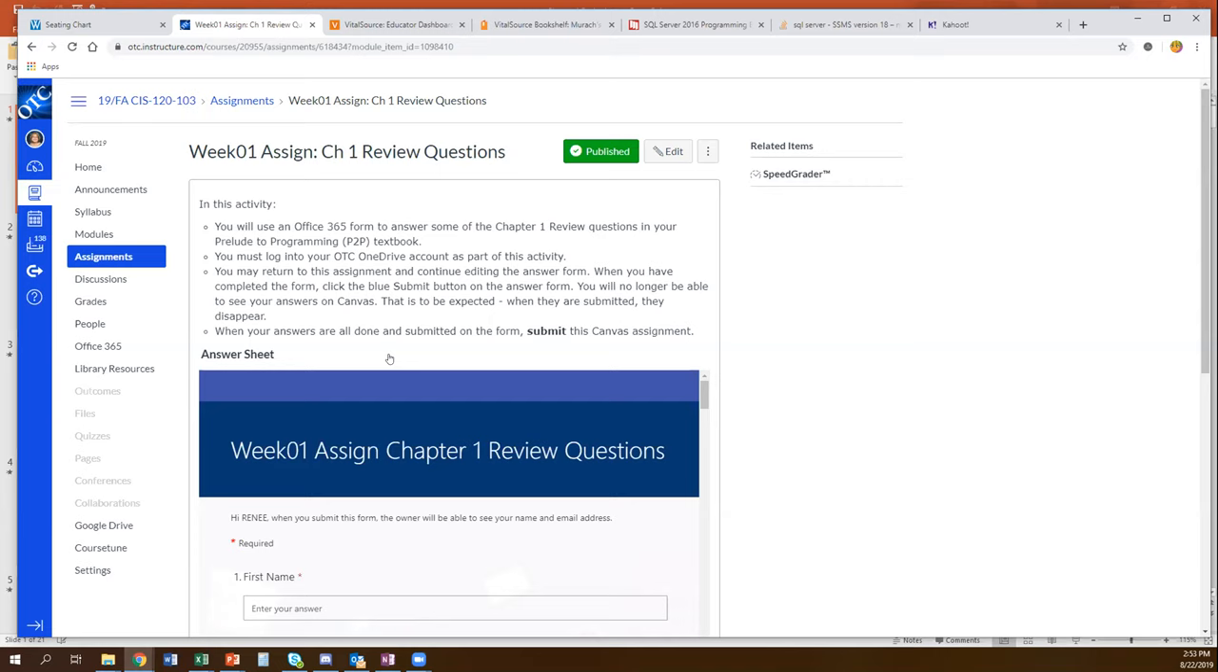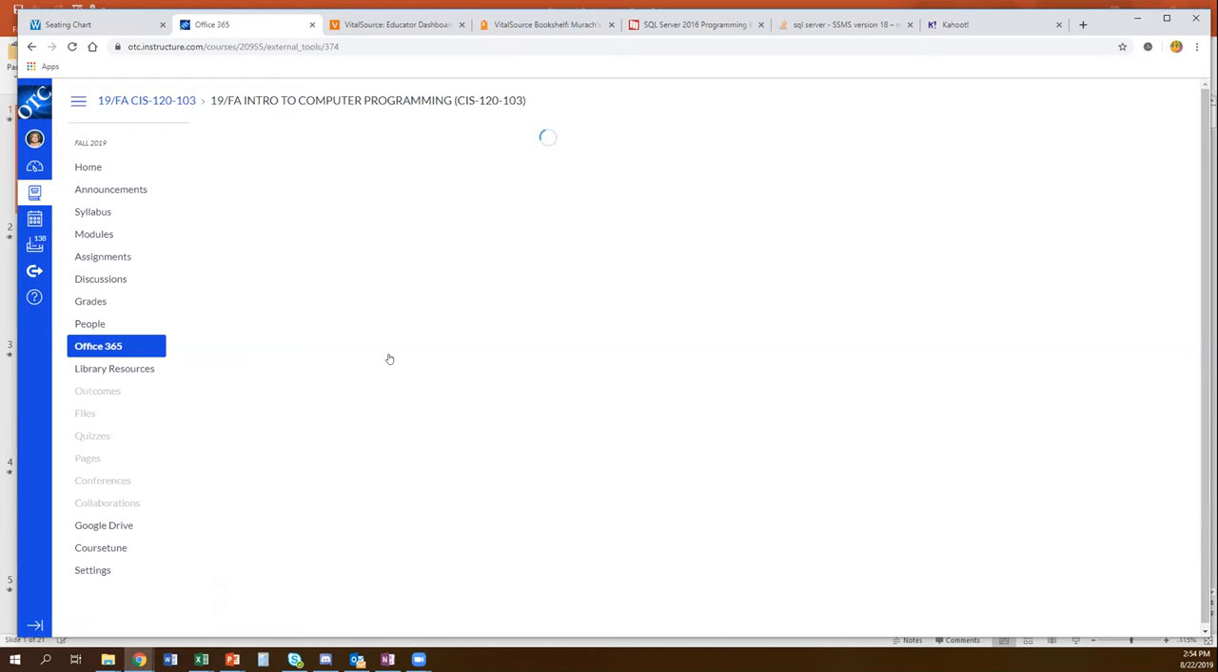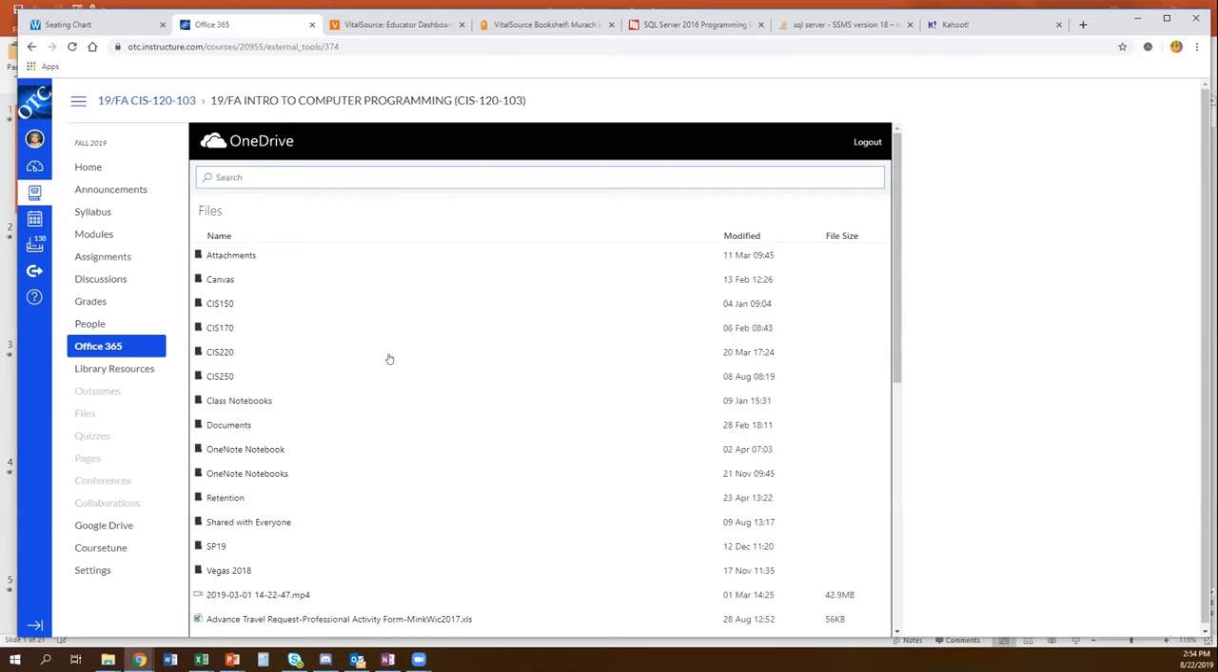Now, if it's not letting you view it, you got to sign in to Office 365. If it's not asking you to sign in, you can click on Office 365 over here on the side, and it'll present you the sign-in information. Just use your OTC account, your username at otc.edu, and your OTC password.